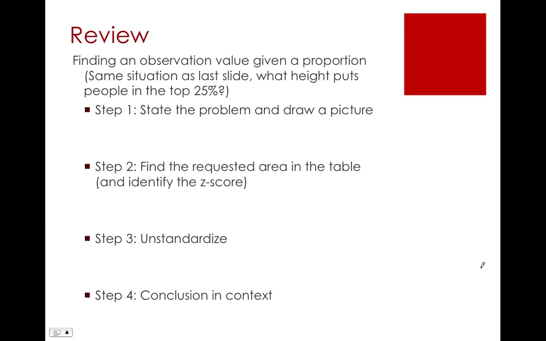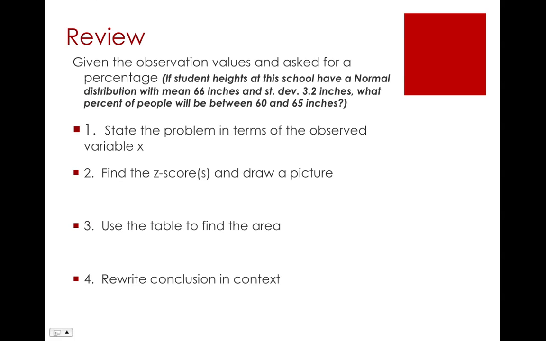In contrast, a backwards problem, same situation as last slide, same height distribution. What height puts people in the top 25%? This time you're given a percentage and asked to find the observation value, asked to find X. So I'm going to ask you to go through both of these and then we'll go over them. So let's go back to the first one. We have heights are normally distributed with a mean of 66 inches and a standard deviation of 3.2 inches. And I want to know what percent of people will be between 60 and 65 inches. Pause and solve this.